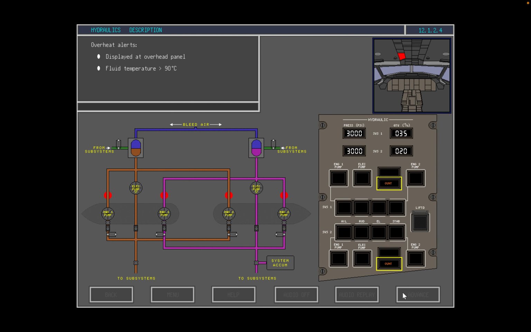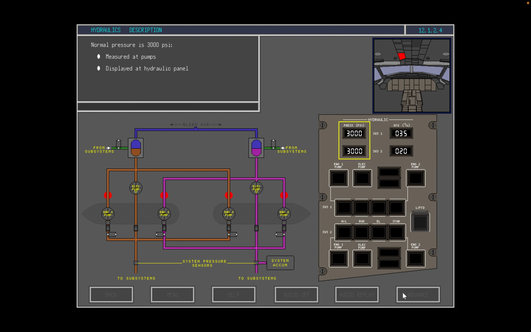Fluid overheat alerts are displayed separately at the overhead panel for System 1 and System 2. An overheat is annunciated if fluid temperature in a reservoir exceeds 90 degrees centigrade. Overheat and low quantity alerts are also indicated at the MFDS. Bleed air pressure utilized to provide positive fluid flow is also monitored in each hydraulic system. Low tank pressure is annunciated at the MFDU.